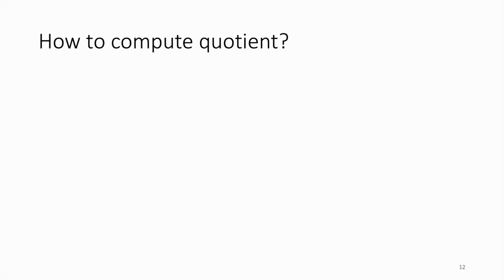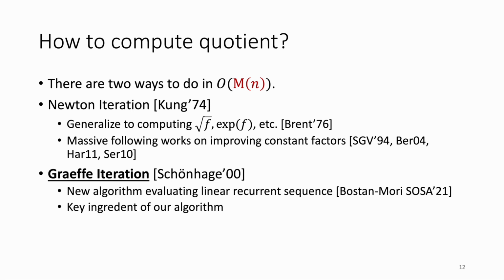So how do we compute the quotient of two power series? There are basically two ways to do this. The first way is called the Newton iteration, and the second way is called the Graeffe iteration. Both of these methods originate from numerical algorithms, but then people found their analogy in power series arithmetic. The Newton iteration is quite useful. It is then generalized to computing the square root of f, the exponential of f, and any algebraic function composed with f. And this method is also quite practical. There are many works on improving the constant factors of the Newton iteration.